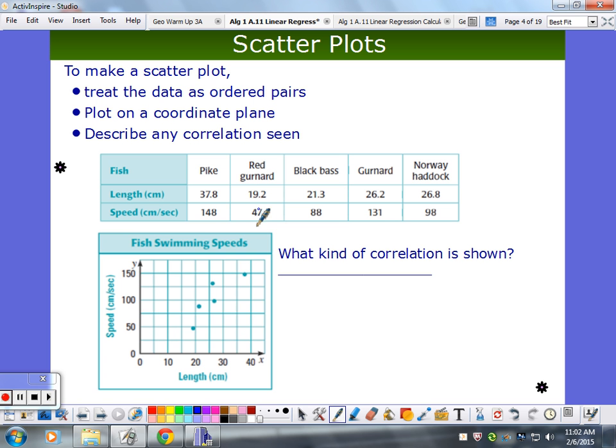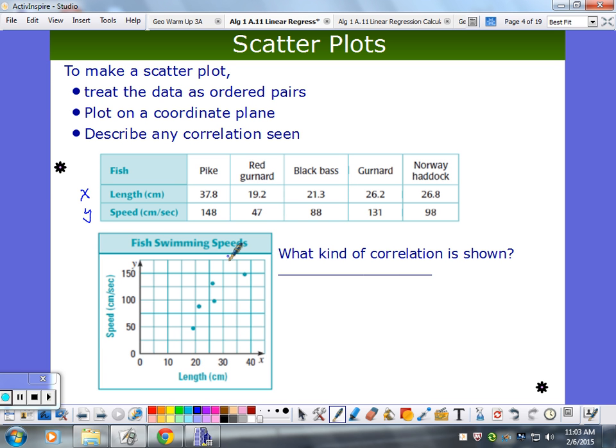Something not as long has a slower number, right? So what we do, visual is everything. It's very hard to look at this, so we graph it. I'm putting the length of the fish here and its speed here, and I'm just graphing it. So 37.8 is somewhere over here, and that was 148. 19.2, see, it's just XY pairs. That was 47. 21.3, that's over here somewhere, right? So you see what we're doing? You just graph those little points, where this is like X and this is Y.